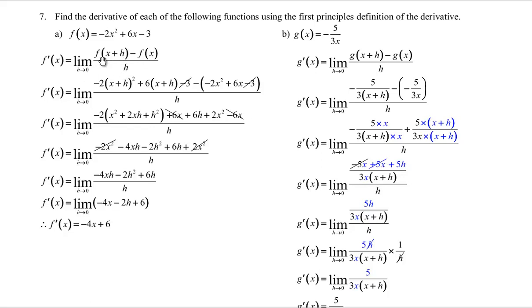And so to find f of x plus h, I put x plus h in place of x in my function. So that's -2 times the x plus h squared there. X plus h goes here, minus the 3, and then minus the f of x. So this, just to make this clearer, that is all of this. And the minus f of x is what's over here.